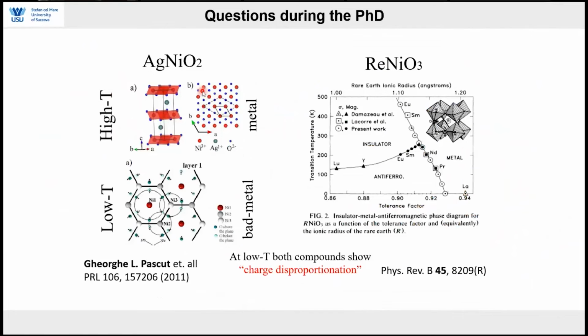Now, I said to you at the beginning that experimentally people said there is charge order in rare earth nickelates. And since the system was insulating, yes, you can say that you have a difference of charge between the sites, expanded and contracted.